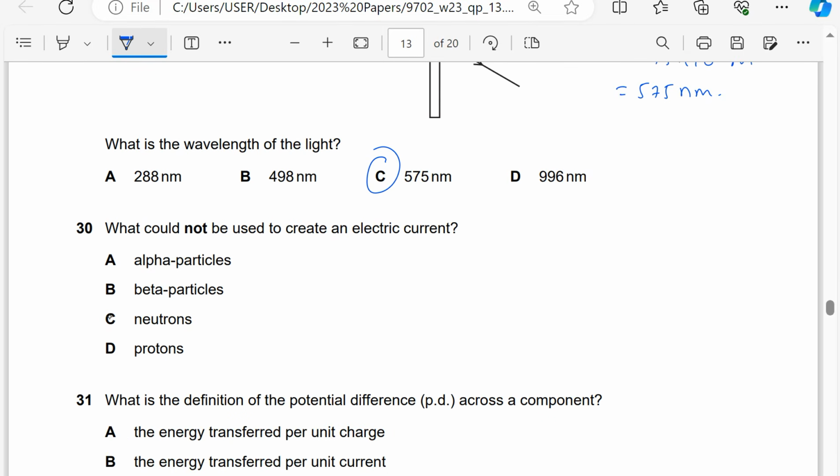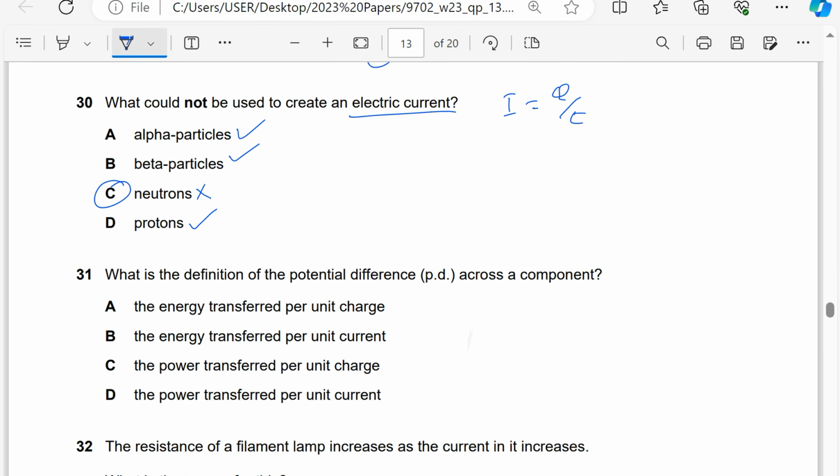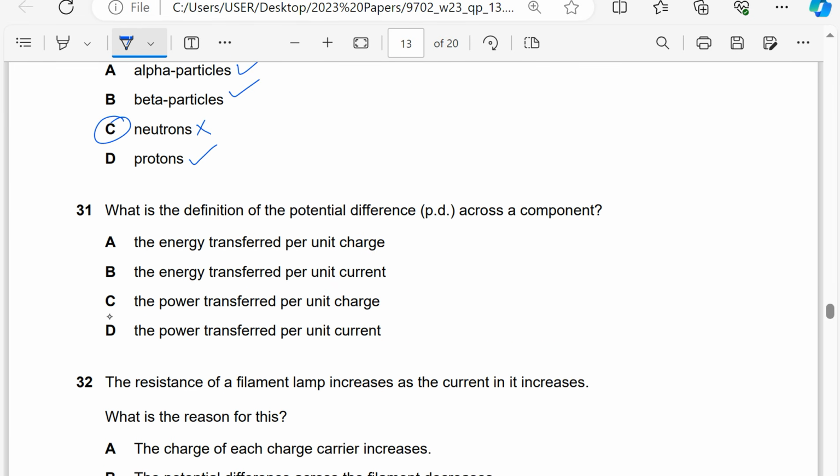What could not be used to create an electric current? Of course, an electric current is the rate of flow of charge carriers. There should be charge. Alpha particles have charge, beta particles have charge, neutrons do not have charge, protons have charge. So C. You can't use neutrons to create an electric current because they have no charge. What is the definition of potential difference? We know that V is energy per unit charge, and this energy is from electrical to other forms. So it is energy transferred per unit charge. So the answer is A, energy per unit charge.